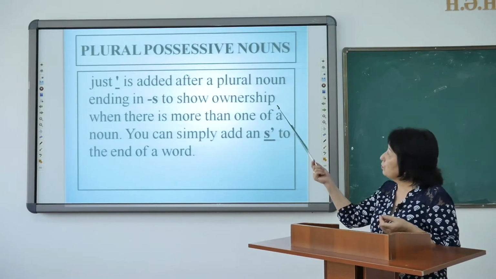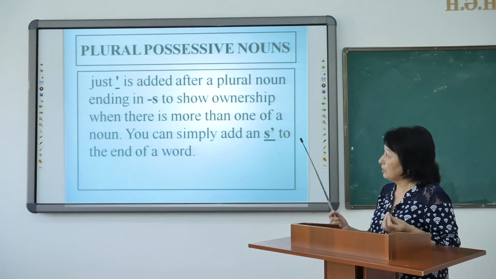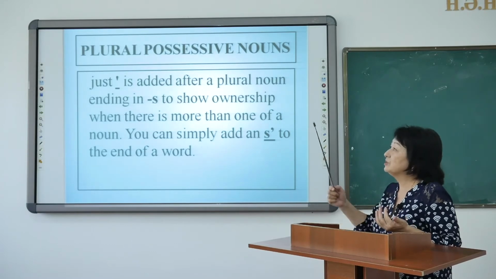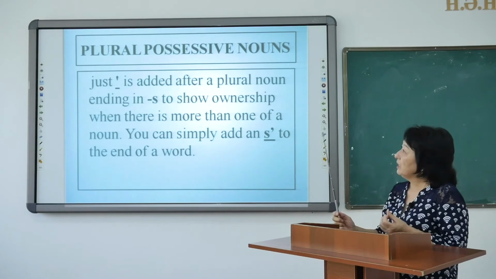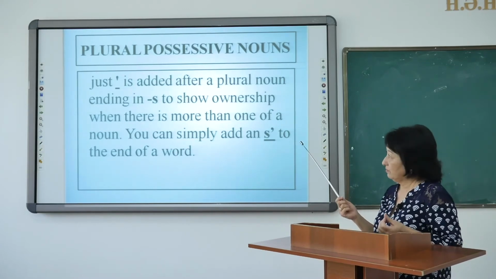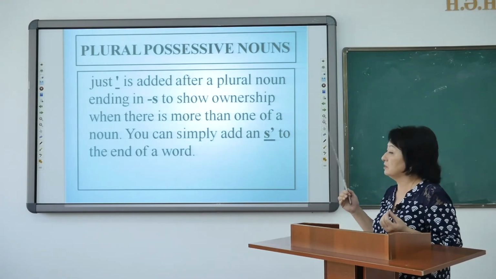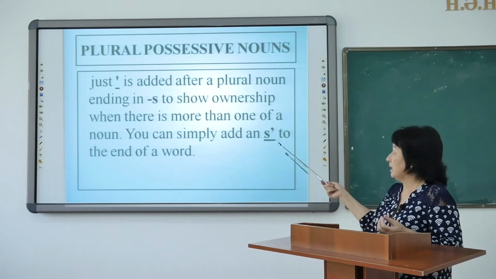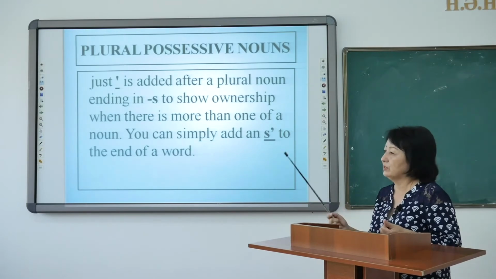Now let's get down to plural possessive nouns. So what will we do with plural nouns in order to express possessiveness? We'll just put an apostrophe after a plural noun if it ends in S. In order to show ownership, when we have not just one but more than one noun, you can simply add an S and then an apostrophe to the end of the word.